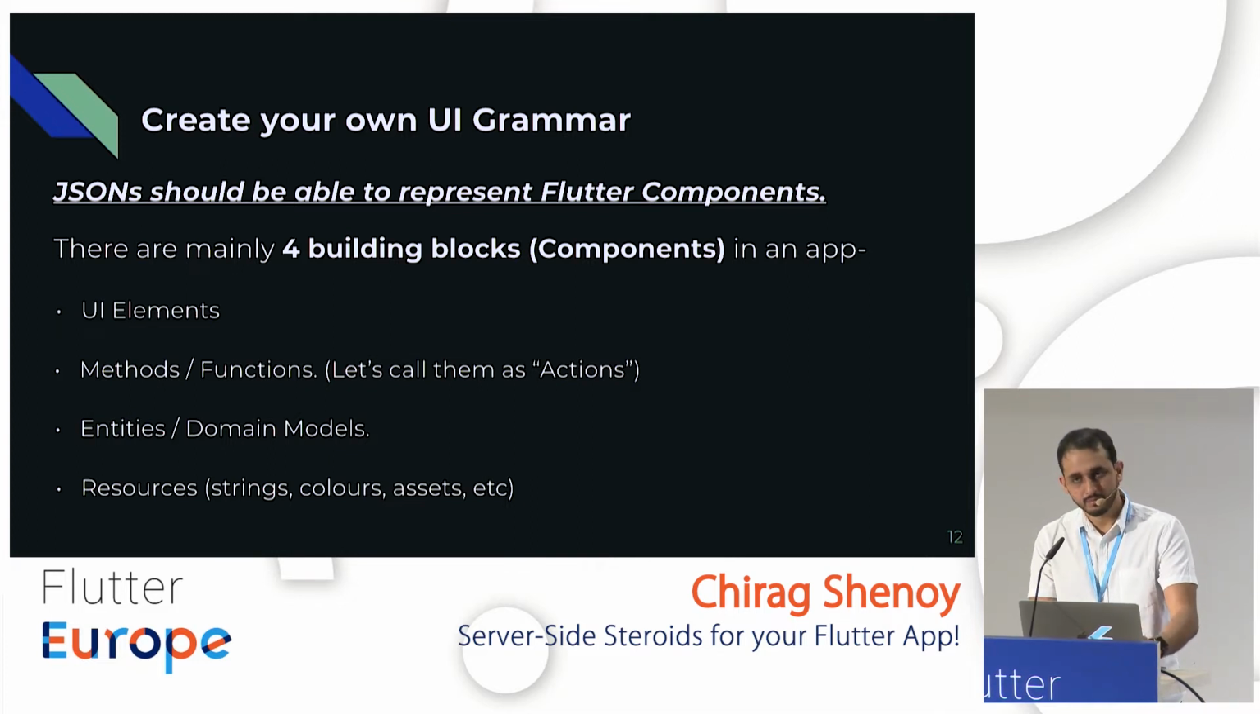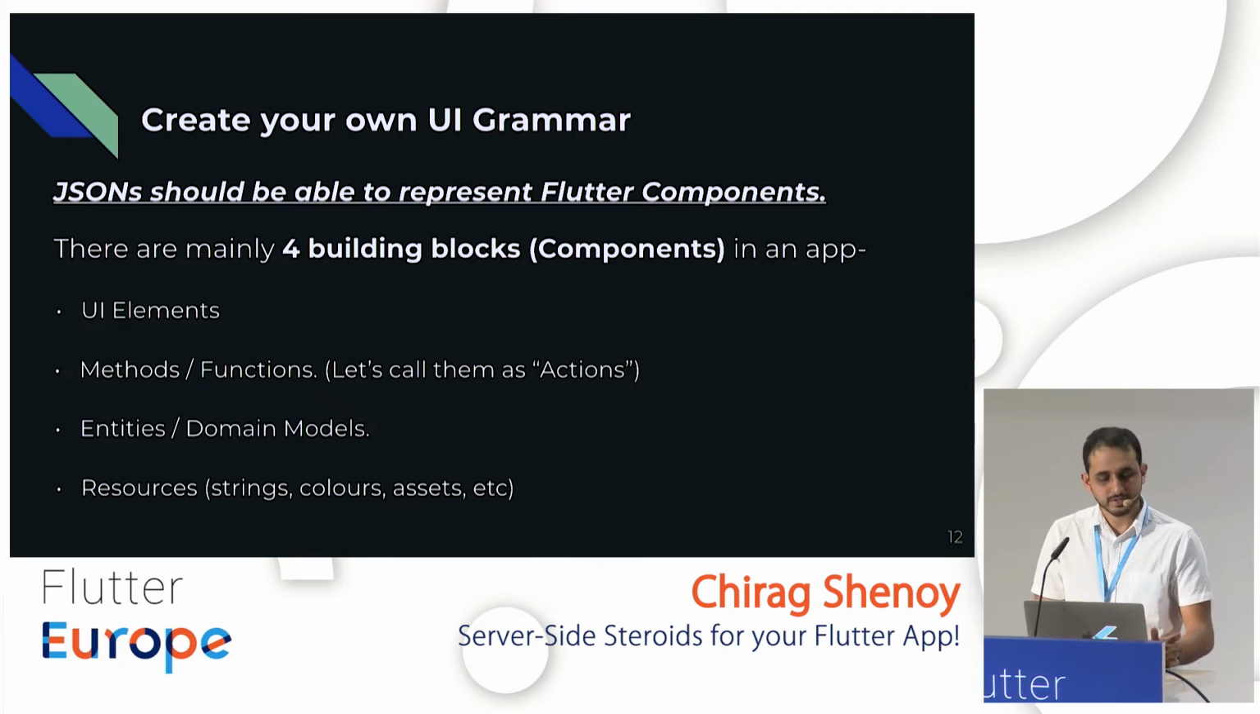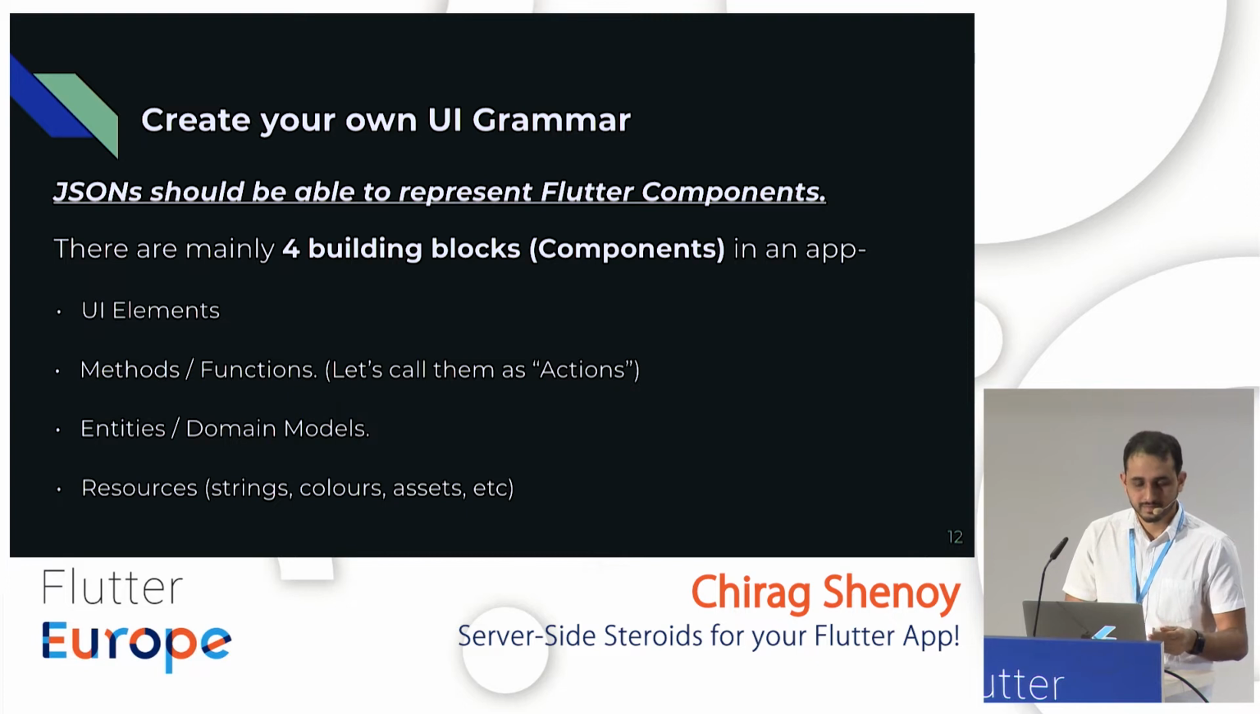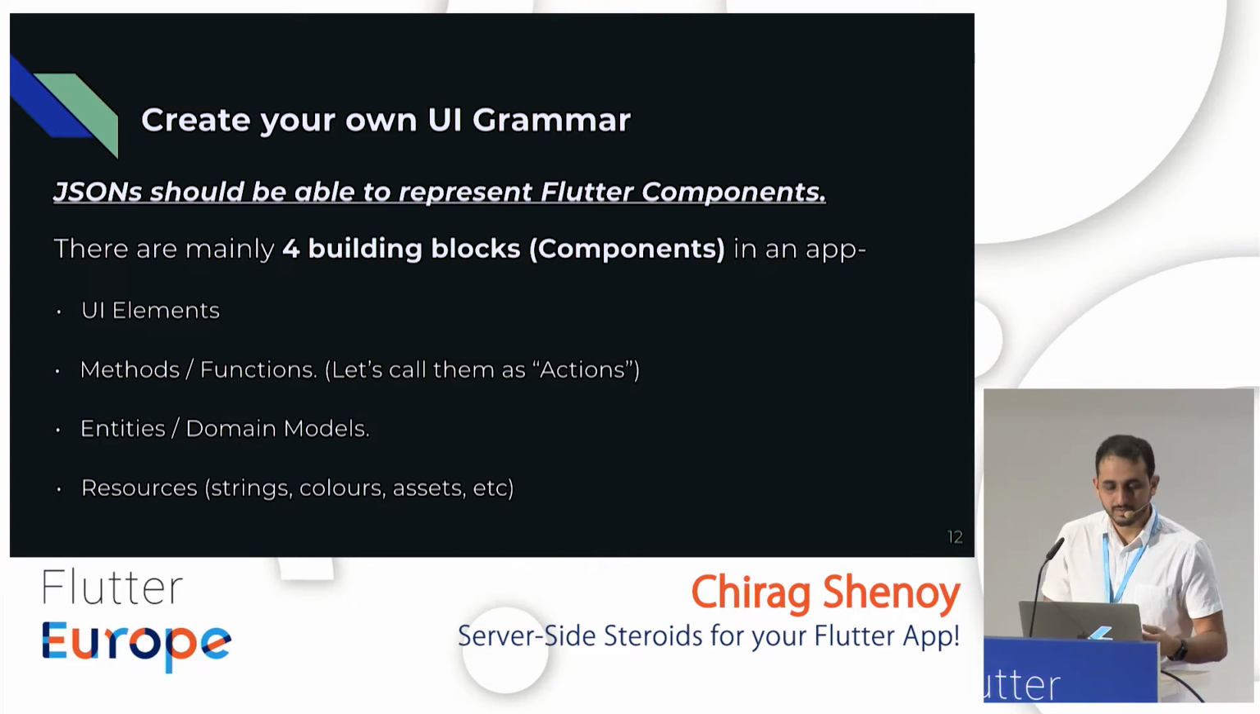So the most important thing is what I've highlighted at the top. It says JSONs should be able to represent Flutter components. So is there a way where we can represent all of these 4 components using JSONs? That's the challenge that we want to solve, and for that, we are creating our own grammar.